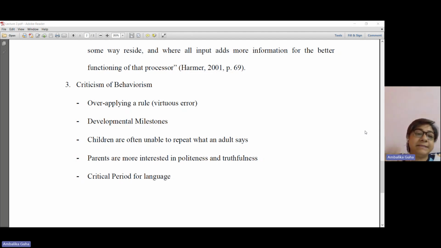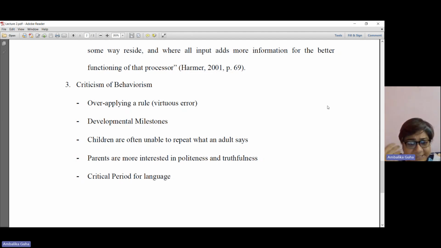This is the kind of developmental milestones that we're talking about, that every child across all language communities goes through. So it is not possible that a Bengali child or maybe a Vietnamese child are having the same environment in which they are brought up. There might be similarities, there might be a lot of differences.